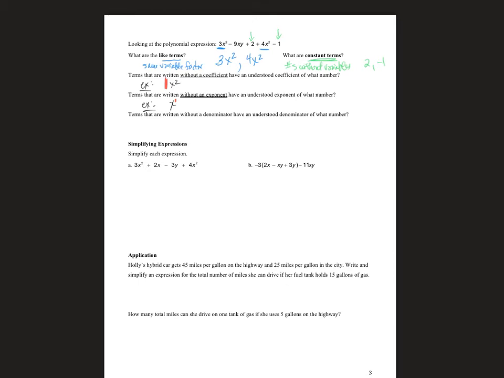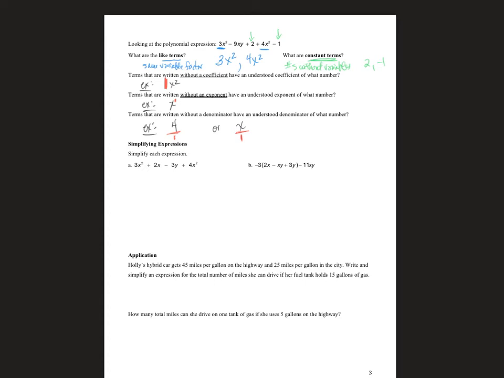So what happens if I give you a term that is written without a denominator? So let's say I give you a 4, or I give you an x. What is the denominator understood to be? Well, it's understood to be 1. So if I don't see it, it's there. So let's take all this information about like terms and constants and exponents and coefficients, and let's see if we can simplify each of the given expressions.